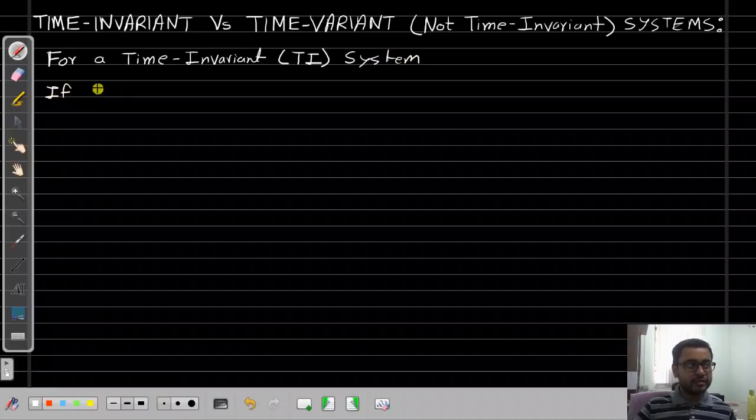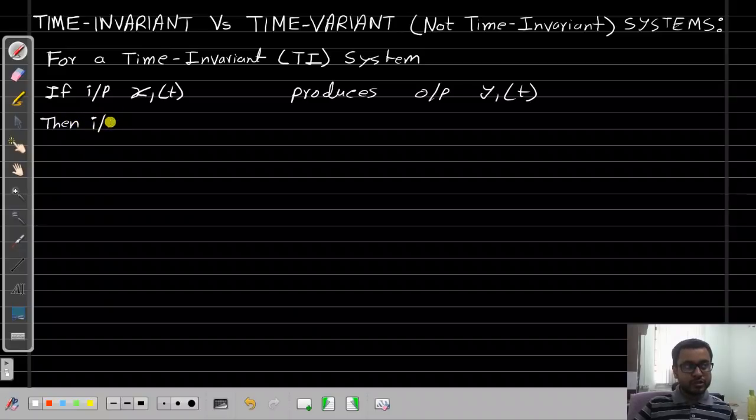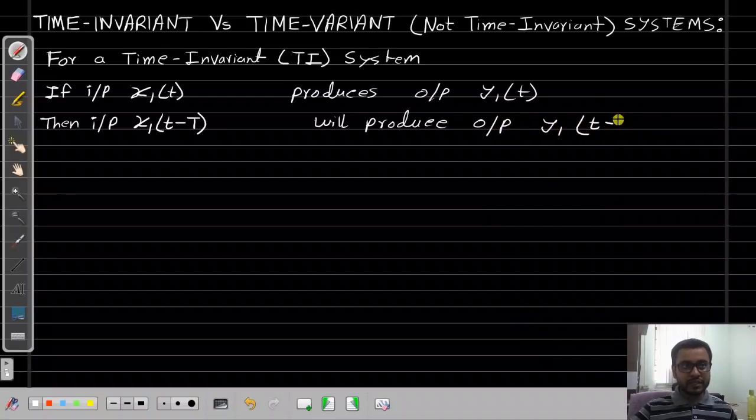if the input x1(t) produces output y1(t), then the input x1(t minus capital T) will produce output y1(t minus capital T).